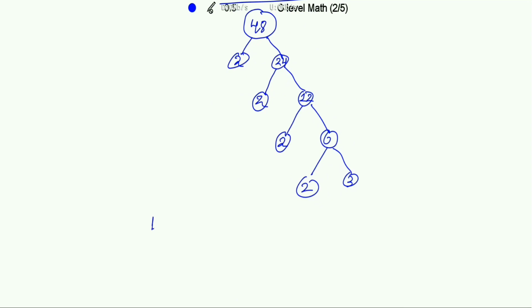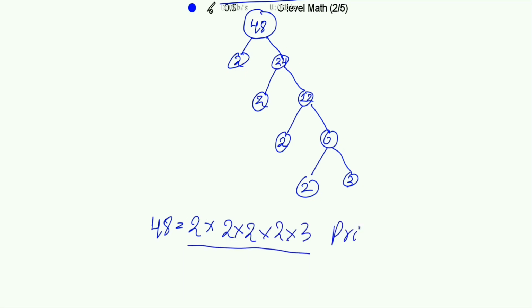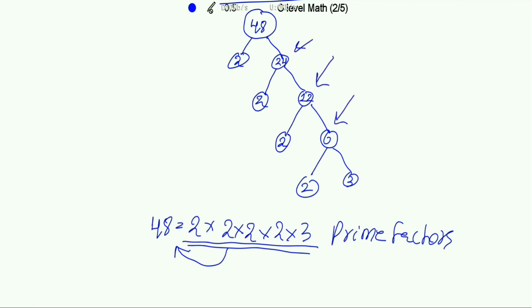See this? You can break it down. 48 is equal to 2 multiplied by 2 multiplied by 2 multiplied by 2 and multiplied by 3. So these are all prime factors because they are prime and they are factors. When you multiply all of these, it will give 48. Okay. And these are composite numbers.